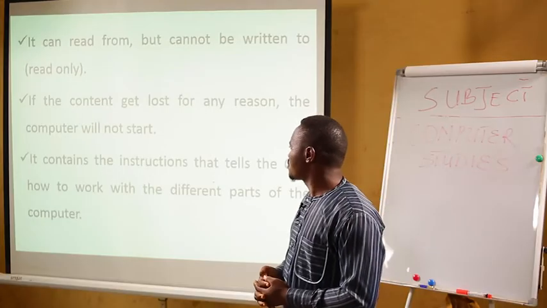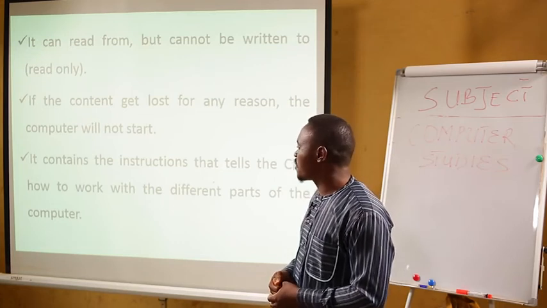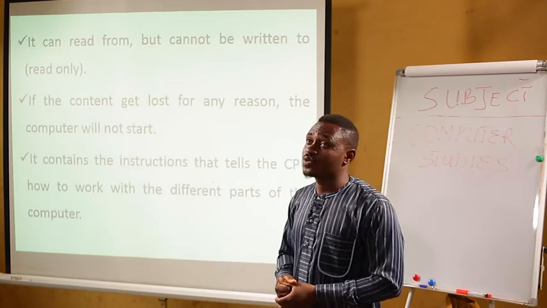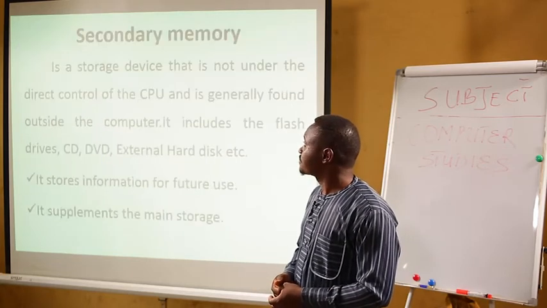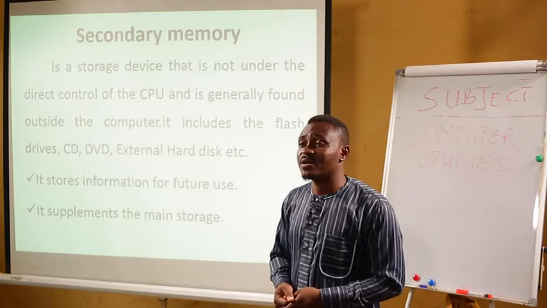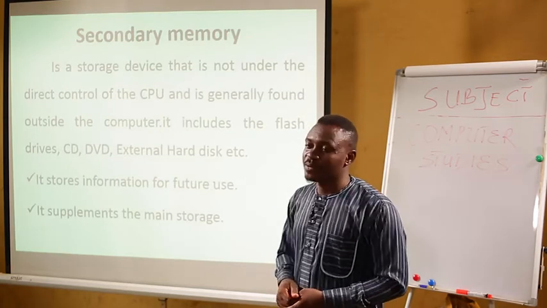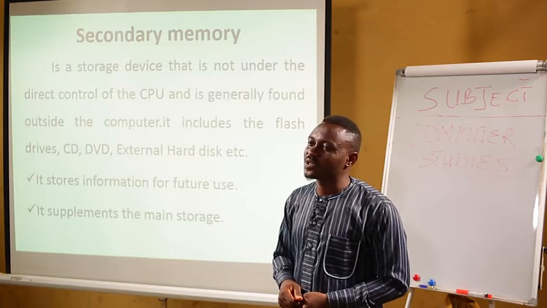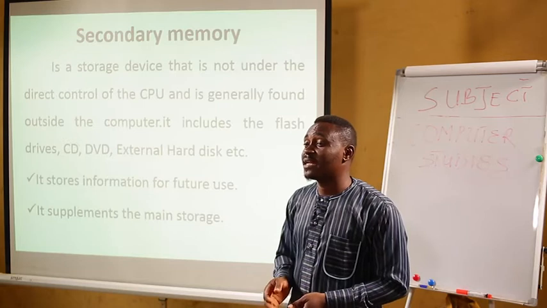It contains the instruction that tells the CPU how to work with the different parts of the computer. That is also very true. That is both the input and the output. Then we go to the second type of memory, which is the secondary memory. We had discussed the first type, which is the primary memory, and we said it's made up of the RAM and the ROM.